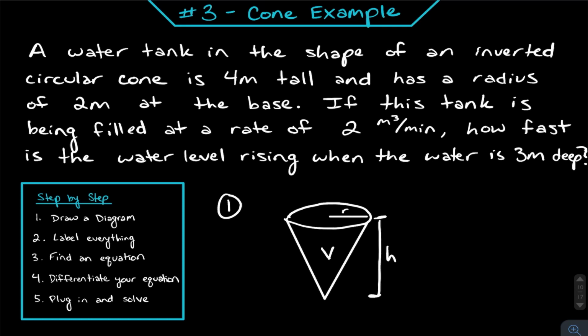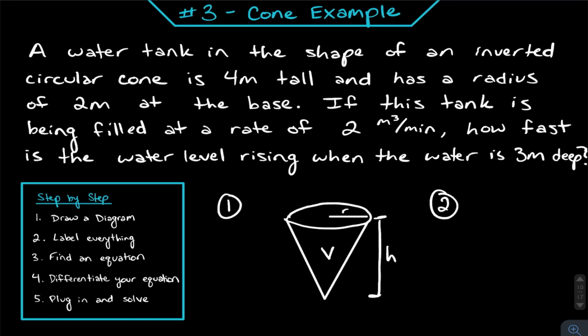Okay, and so that's really what we're looking at here. That's a good picture. I don't really want to put any numbers up here yet, because that's what we can do in step 2. We label everything, and basically that means we can start labeling our givens.